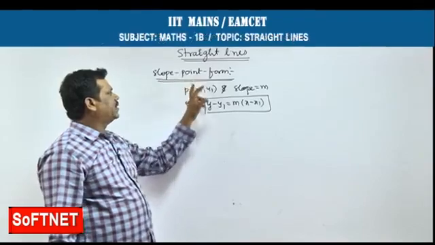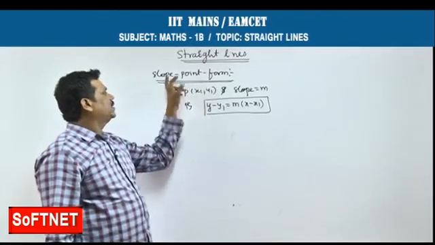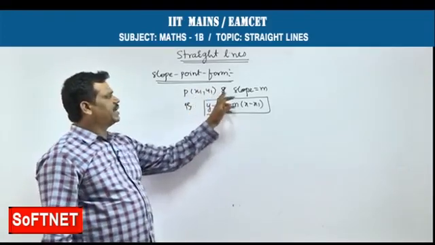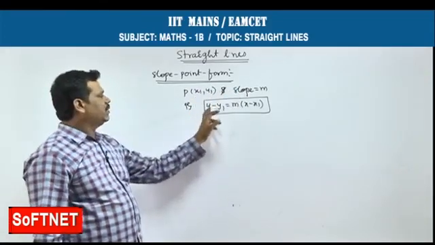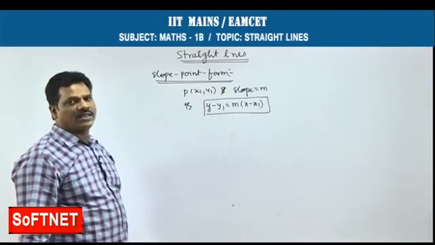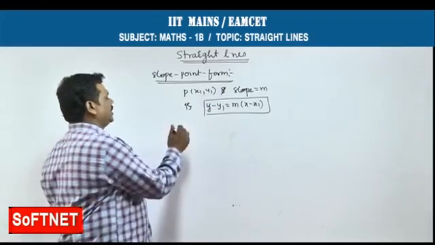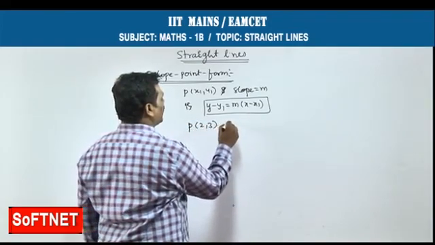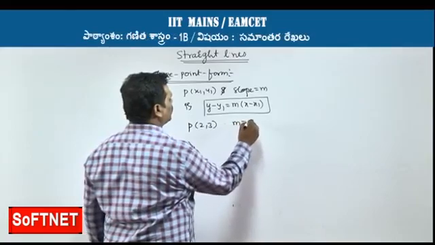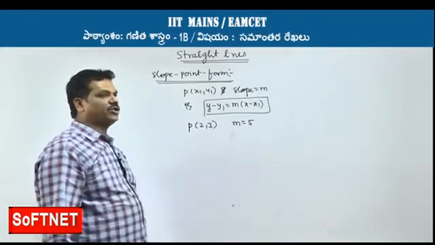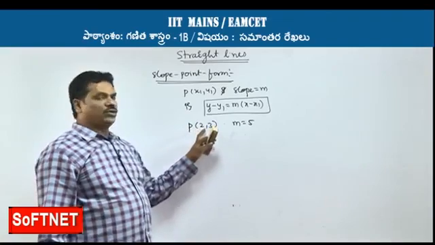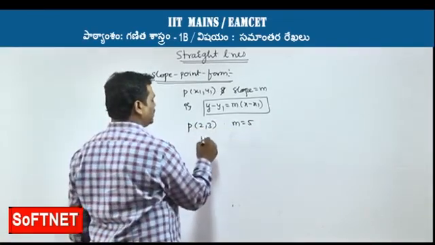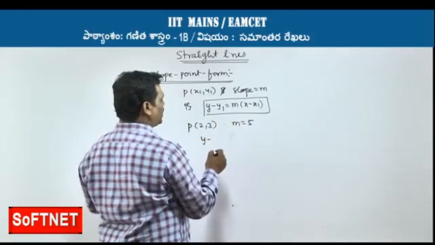This is the slope-point form. Here P of x1 y1, slope is m. The equation of the straight line passing through P of x1 y1 and having slope m is y minus y1 equal to m into x minus x1. For example, find the equation of the straight line passing through P of 2 comma 3 and having slope m equal to 5. It is y minus y1 equal to m into x minus x1.